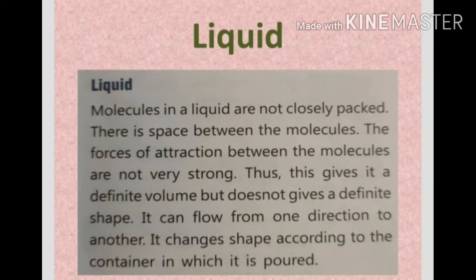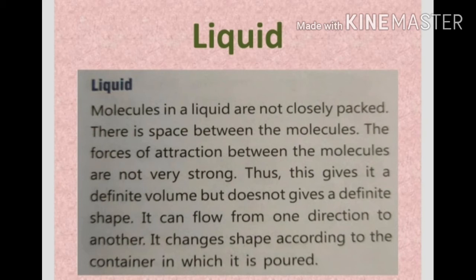Liquid. Children, in the previous pic, you have seen the arrangement of particles or molecules in the liquid state. They are not closely packed like a solid. There is some space between the molecules or particles. And the force of attraction between the molecules is also not very strong. Thus this gives it a definite volume. Liquids have definite volume but do not have a definite shape. Volume means space occupied. So liquids occupy definite space but they do not have definite shape.